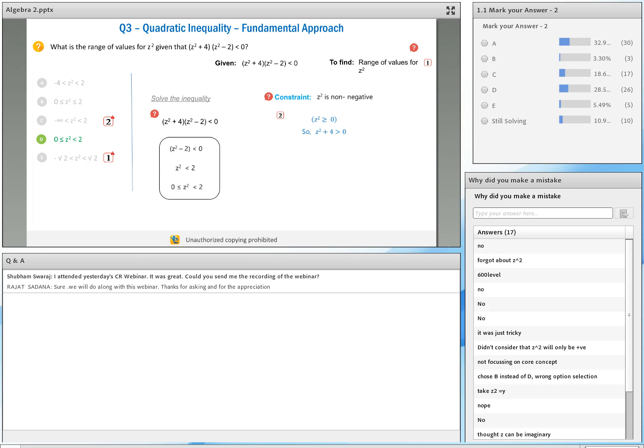Okay, it wasn't just tricky, it's again the same thing that we talked about, which is that before you start solving, you look at is there a constraint, and sometimes constraints are implicit. They're not as explicit as was there in the first question where we focused on the non-negative integral values, but sometimes they are a bit more explicit.